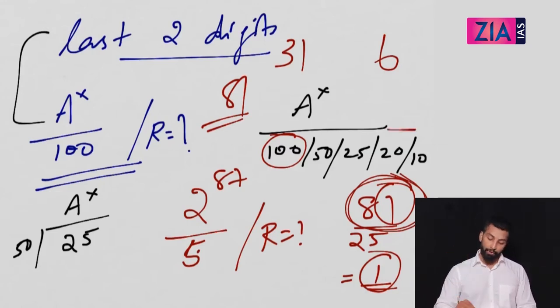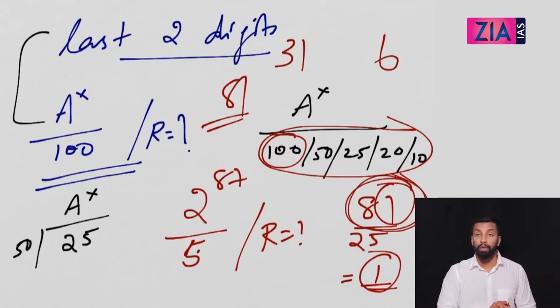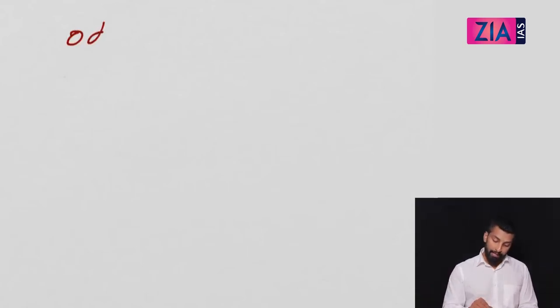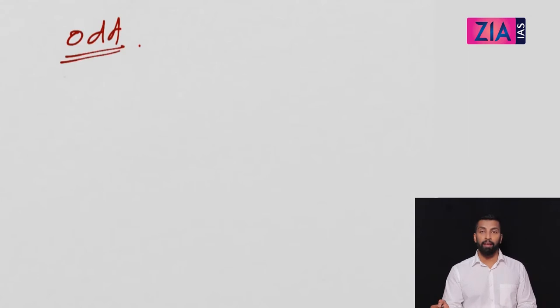But I can find the answers for all these also, whether 50 or 25 or 20 or 10 or 4 or 5 or 2. I hope this is clear. Let's discuss the method now. I'm dividing this into two sections. In the first case, I'll discuss all the odd numbers, meaning numbers ending in 1, 3, 5, 7, 9.